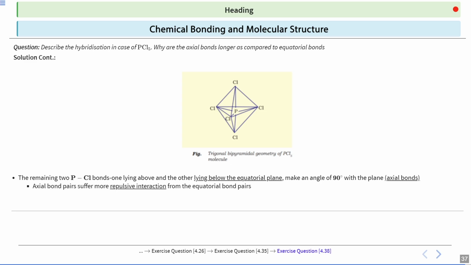Why is it happening? It is happening due to repulsion. So 3 repulsions are coming from the 3 equatorial chlorines, and as a result, the axial chlorine atom moves away from the phosphorus to minimize the repulsion, and this creates slightly weaker axial bonds. I hope this is clear to you.